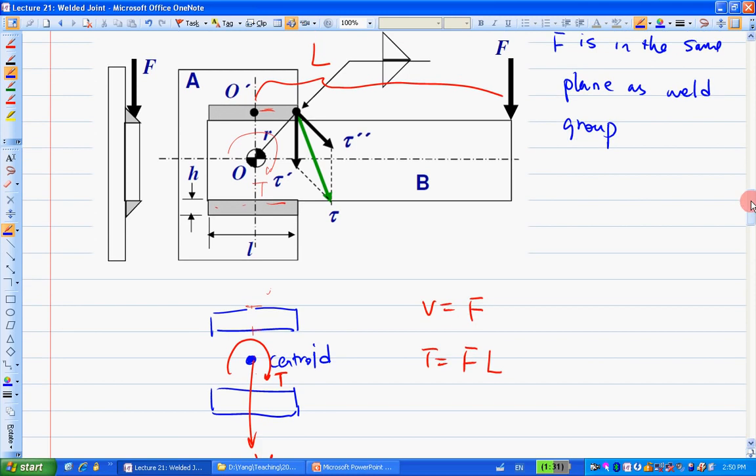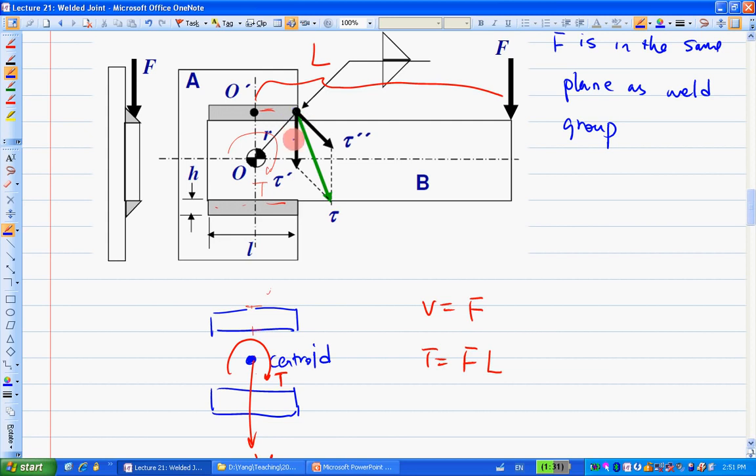So if you look at this geometry right here, which location gives you the maximum R? That makes sense? So that's why the critical location for this weld group we're going to analyze is this location here. That's the most critical location for this particular case. Is that clear?